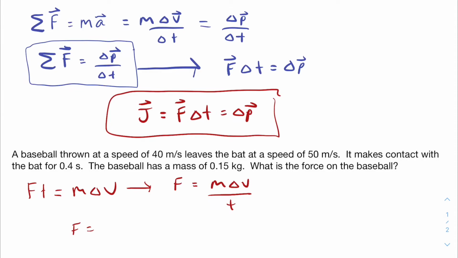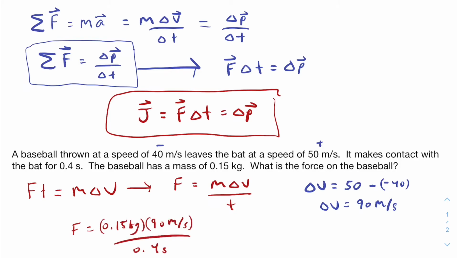To calculate the change in velocity, we know that the ball is thrown at a speed of 40 meters per second and leaves the bat at a speed of 50 meters per second. Let's say that the ball is thrown in the negative direction and leaves the bat in the positive direction. The change in velocity is then 50 minus negative 40 meters per second, and we find that the change in velocity is 90 meters per second. Plugging all of this information into the formula, we find that the force on the baseball is 33.75 newtons.